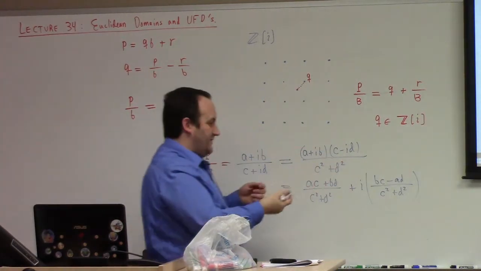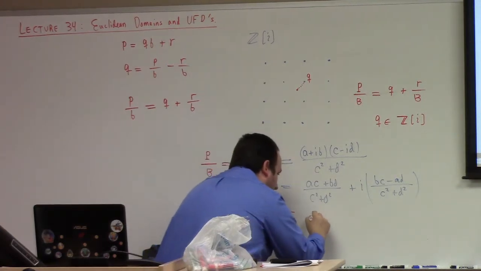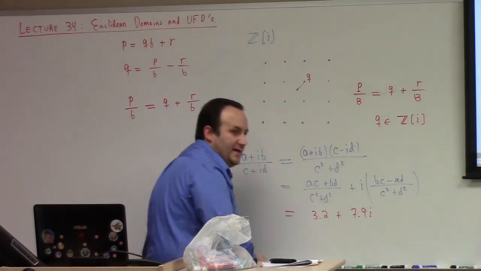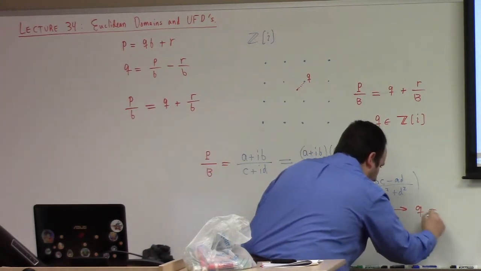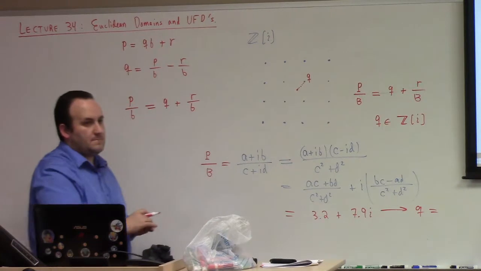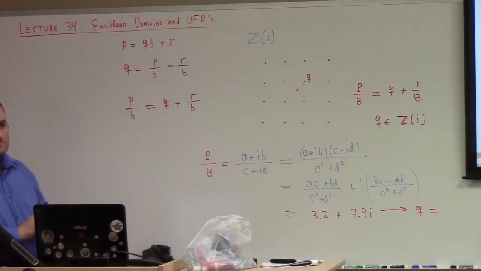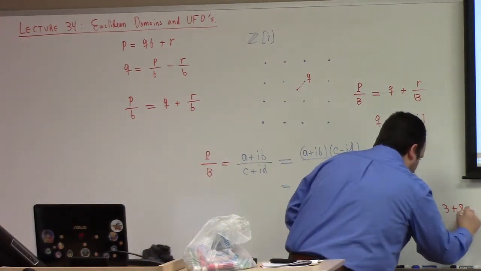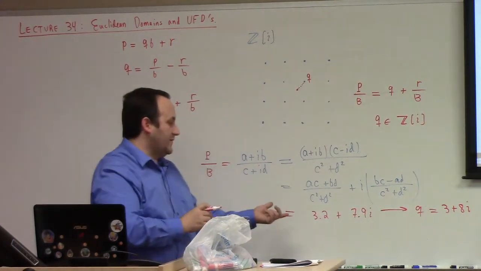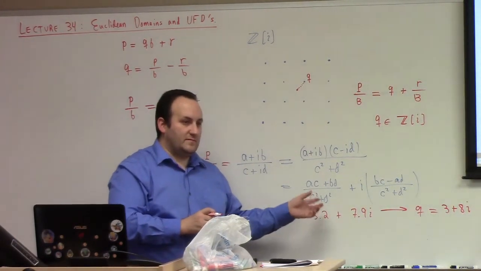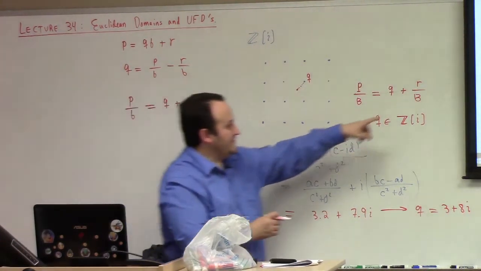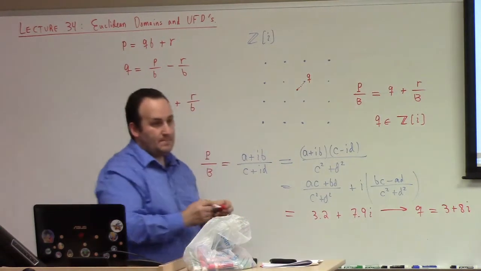Let me be more specific. If this thing works out to like 3.2 plus 7.9i, what would you make Q? Yeah, 3 plus 8i would be a good choice. If you do that, what's left over is small enough that you can express it as a fraction where the size of R is less than the size of B.